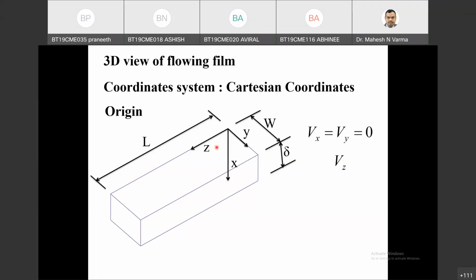Here actually the flow in this direction is there because of gravity. So Vz is because of gravity, and under the influence of gravity the fluid is flowing in z direction. Why is Vz not a function of z? And this was already discussed in today's class and in the previous class also.